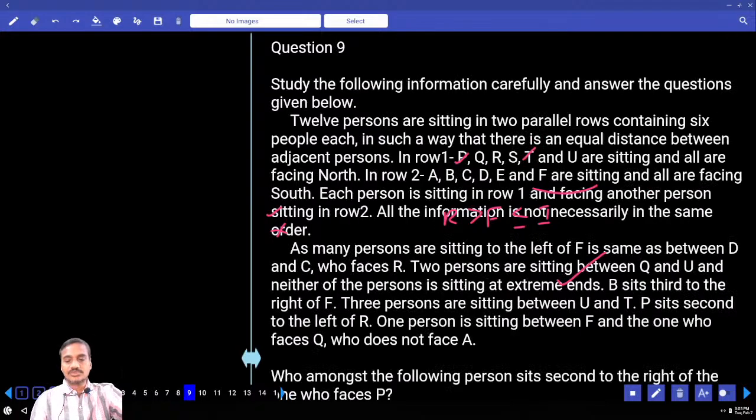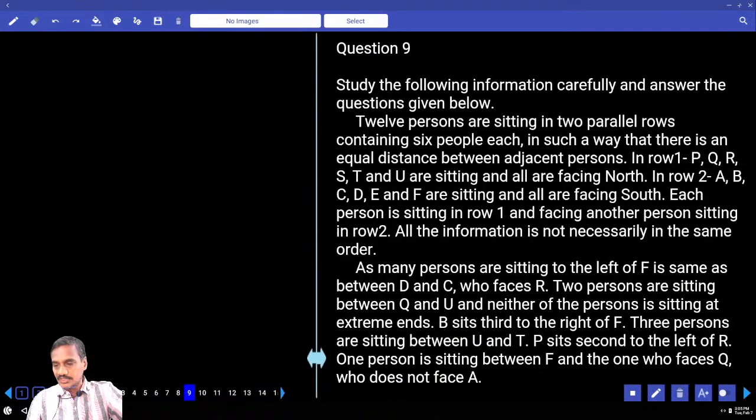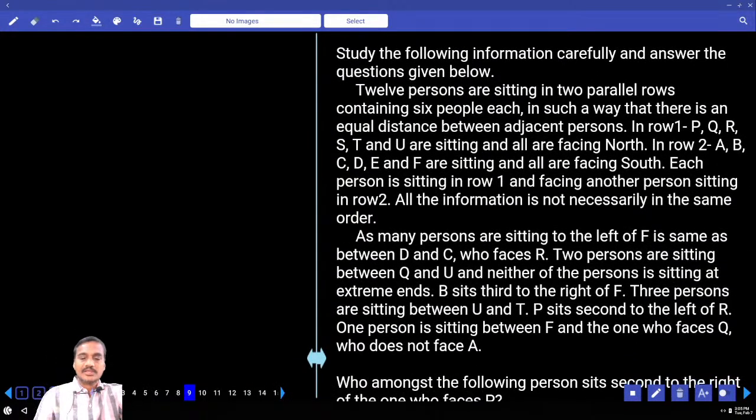Then coming to 9 to 13. Now 9 to 13, parallel rows, how many persons are there? 12 persons were there and they were seated in 2 different rows. And in row 1, P, Q, R, S and T, and they are facing towards north. Along with this, any other parameter added? No. Just the persons were given, hence it must be under the first priority itself.